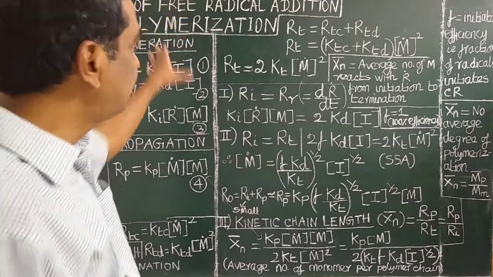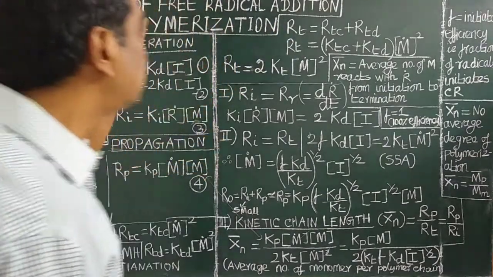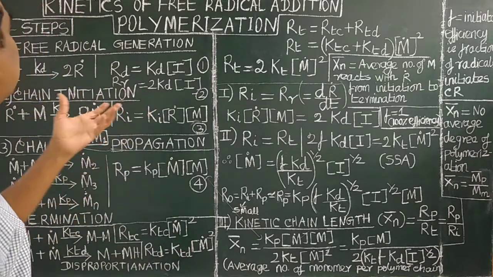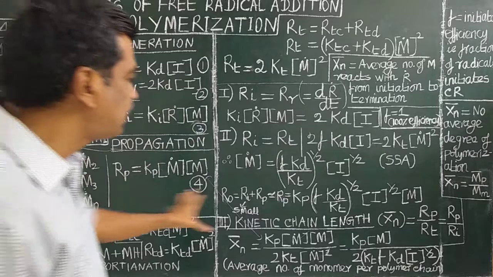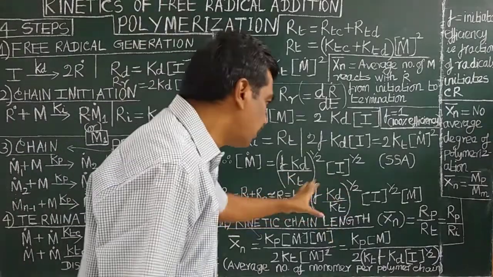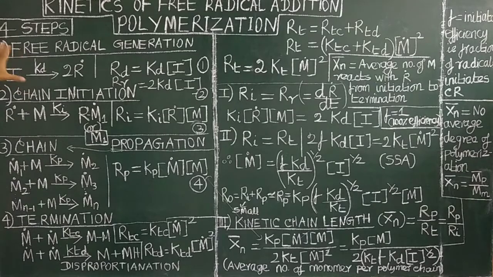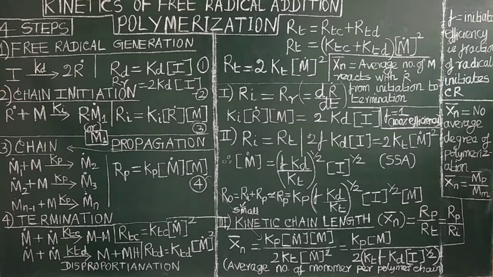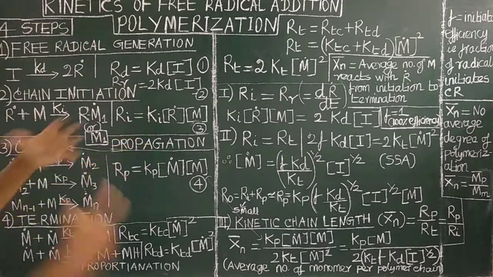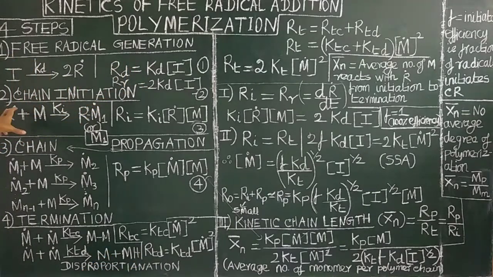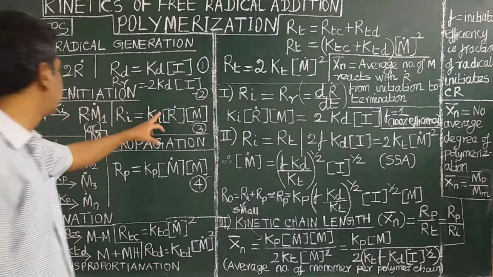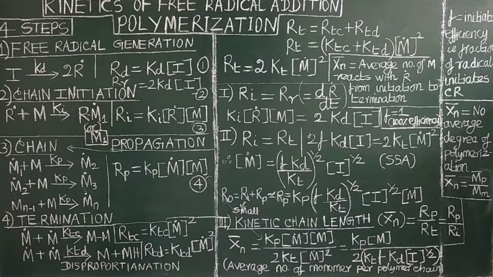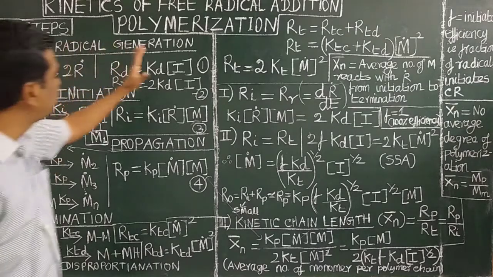We have earlier seen what addition polymerization is, what initiators are, and the mechanism. Now we will derive the kinetic rate equation for the polymerization. There are four steps involved in free radical addition polymerization reaction: the first step is free radical formation, the second is chain initiation, the third is chain propagation, and the fourth is chain termination. Now let us write the mechanism and the corresponding rates.